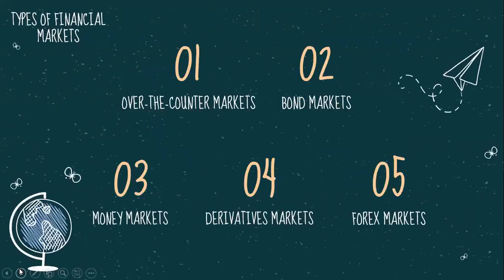So first one are the over-the-counter markets. They are basically a decentralized market because they don't have a physical location and all of their processes are conducted electronically, in which market participants trade securities directly between two parties without a broker. And next one is the bond market, which will be further discussed later on.